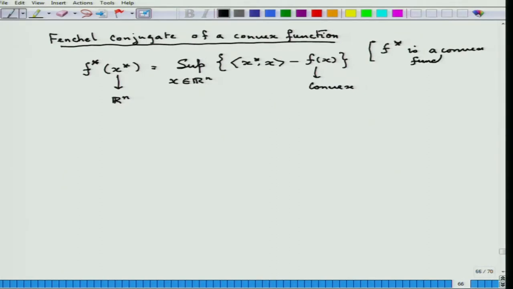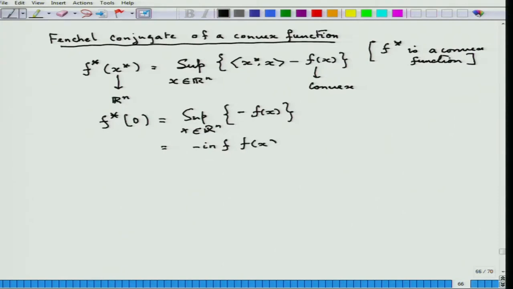One must be wondering why all these operations. Now there is something interesting about this operation. Let me look at f star of 0. Its supremum, x star is 0, so that term is 0. I do not use this. So this means the negative of the infimum of f(x) over Rn.